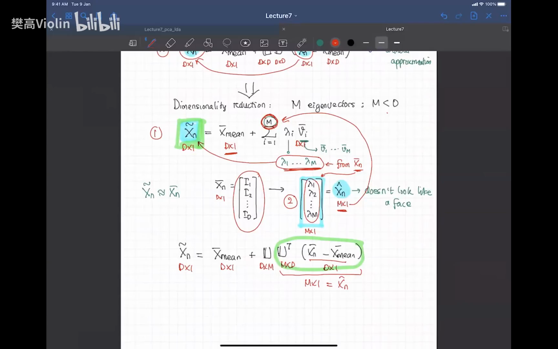Okay, so don't confuse x hat and x tilde. X tilde is what you want to see as the reduced approximation. This one is an approximation, but the dimensionality is still the same, d. If you want a reduced representation, with reduced dimensionality, then you have to use x hat.